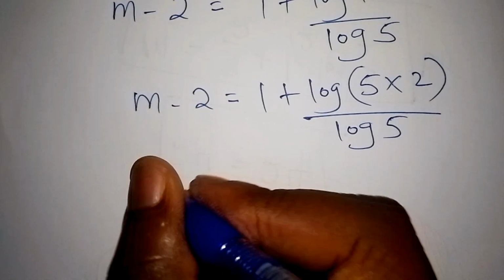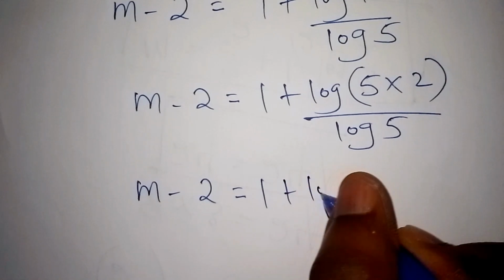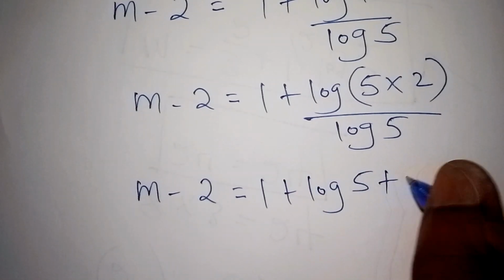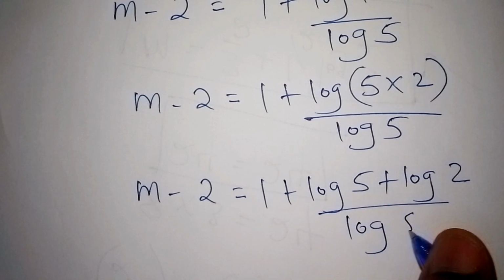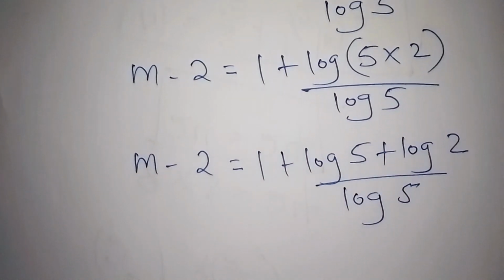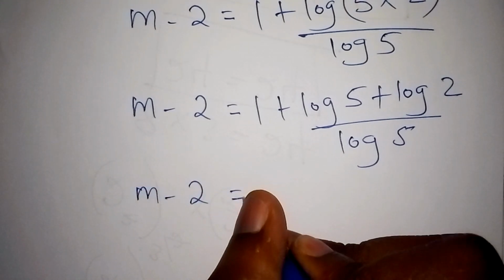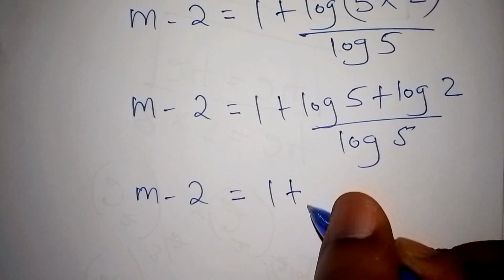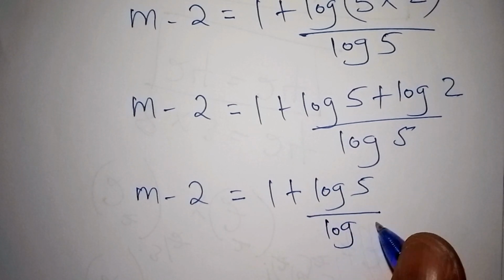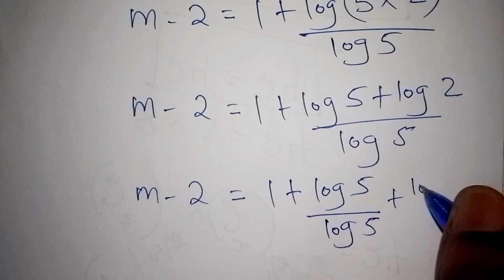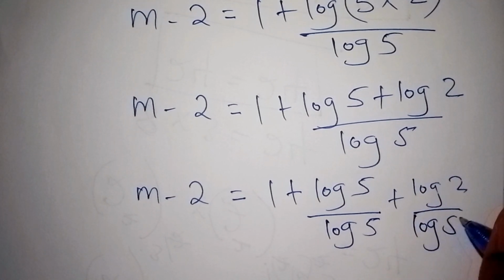So m minus 2, in this case, m minus 2 is equal to 1 plus, now we shall have the log of 5 plus the log of 2 all over the log of 5. So m minus 2 again is equal to 1 plus, so we shall divide the log of 5 plus the log of 2 by the log of 5.